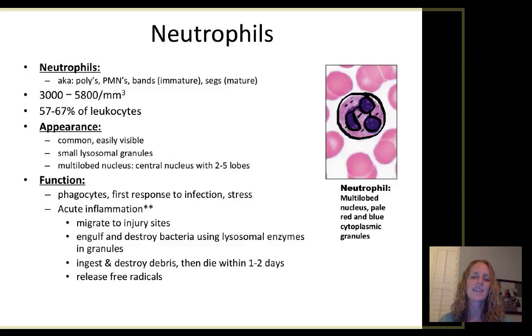Neutrophils are phagocytes. They're the first responders to infection and stress. They're highly present in acute inflammation, where they migrate to the sites of injury, engulf and destroy bacteria using lysosomal enzymes in their granules, and they're going to ingest and destroy debris, and then they'll die within 1 to 2 days. In this process, neutrophils can also release free radicals, and we've talked about the damage that can cause as well.